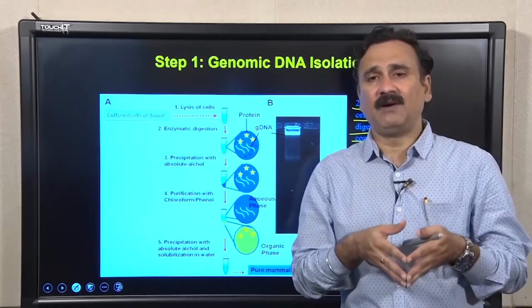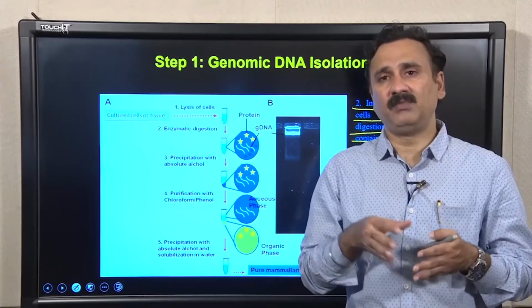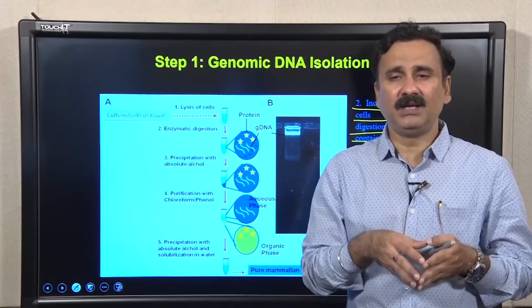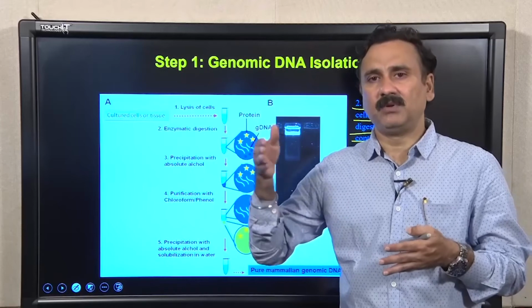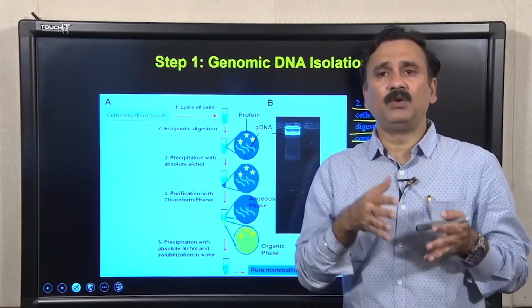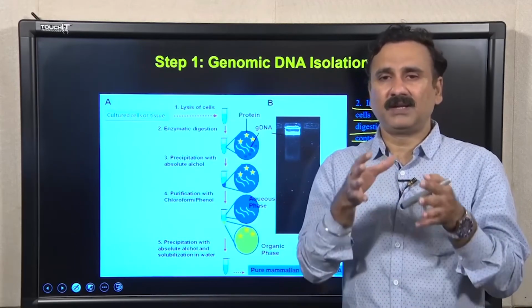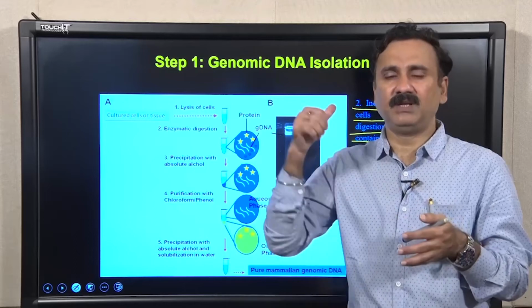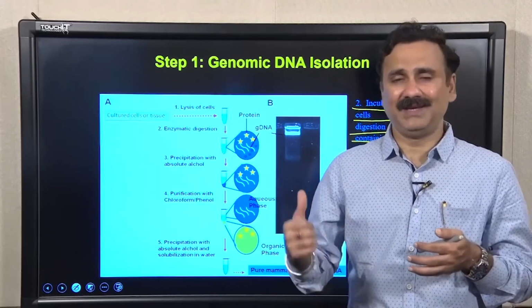So the first thing you have to do is digest all the proteins associated with the DNA, so that the DNA is released, and then you can do the subsequent steps to purify the DNA. That you are going to do with the help of the digestion buffer. So you are going to incubate the cell lysate in the presence of the digestion buffer, which contains proteinase K as well as SDS.